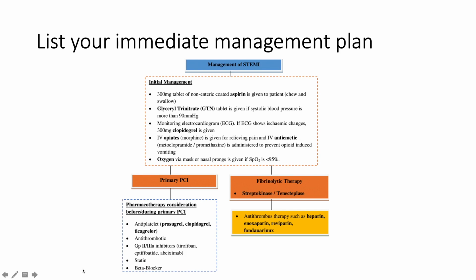Alrighty. And then our management for such patients is you want to give them a stat dose of aspirin and a stat dose of clopidogrel, which is what we call the dual antiplatelets. All right, give them oxygen if the saturation is below 95%. Other antiplatelets we can give are prasugrel and ticagrelor, but locally these are not really available.